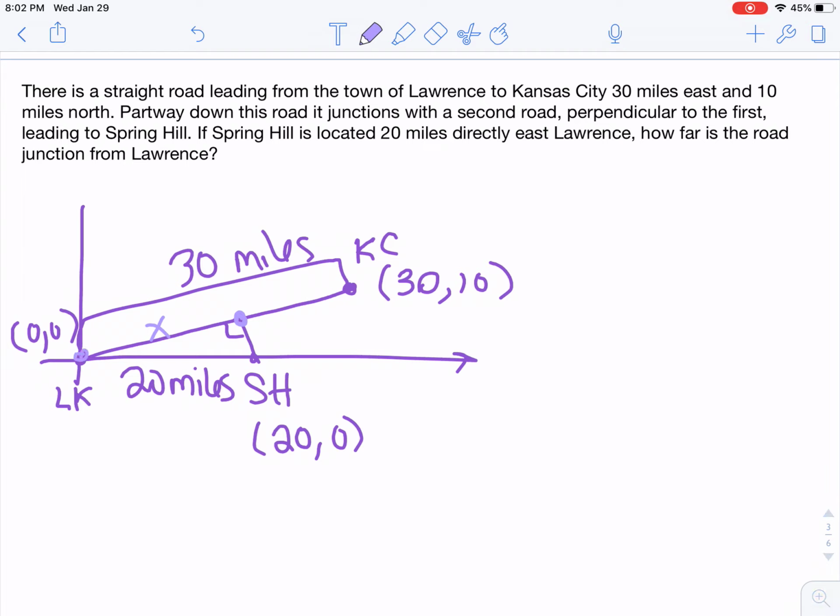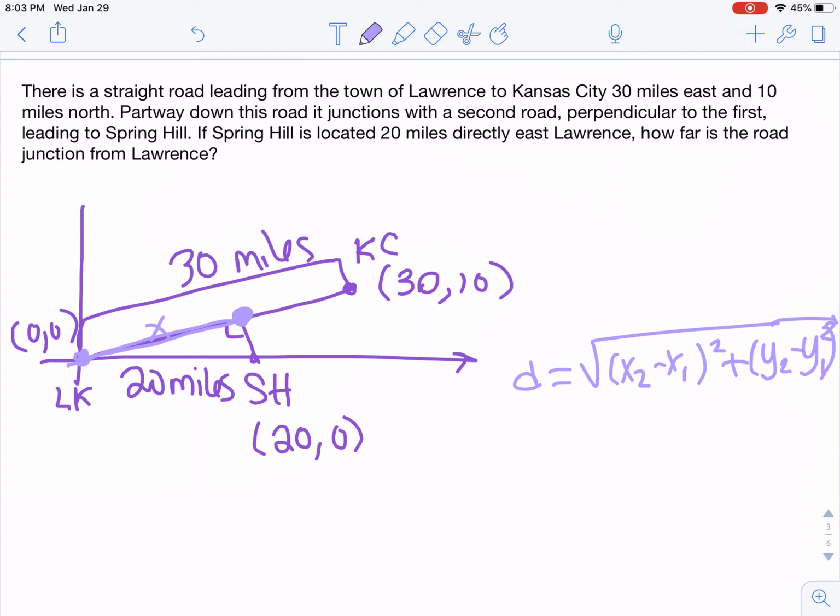Well, if you remember back to geometry, if I know 2 coordinates in a coordinate plane, I can find the distance between 2 points by doing the square root of x2 minus x1 squared plus y2 minus y1 squared. That's supposed to be squared. So if I know Lawrence is at 0, 0, if I could only find this point right here, then I could use the distance formula. So that doesn't really help much.